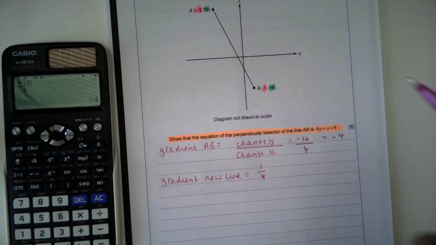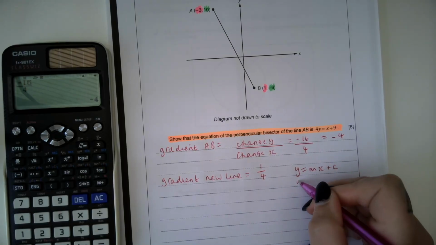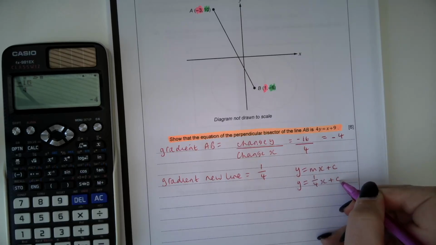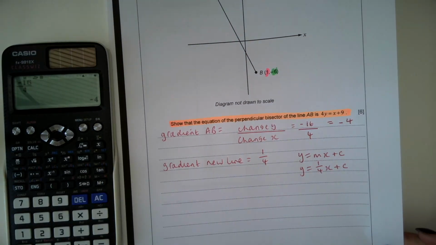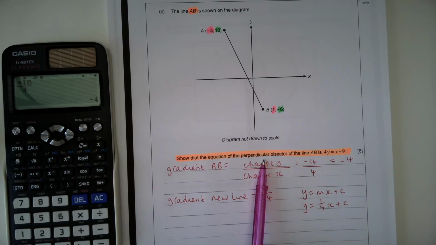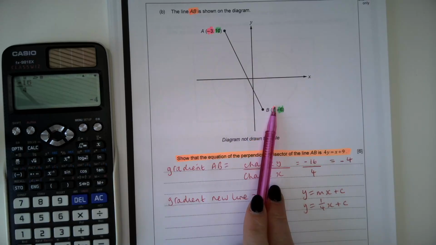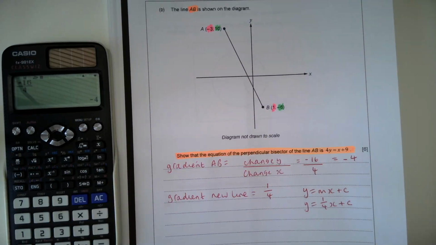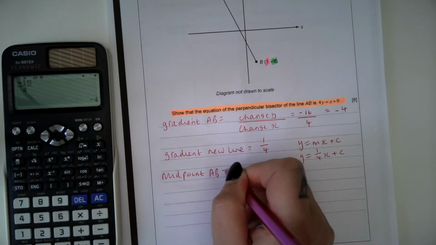Now what we would do is, a straight line has the form y equals mx plus c, and we would substitute that gradient in. So we have y equals a quarter x plus c. And then we would use a coordinate that is common to both lines to substitute for y and x to get c. Now we haven't been given a coordinate that that perpendicular line cuts through, but because it's a perpendicular bisector, it's going to bisect this line exactly in the middle. So if we find the midpoint, that's a coordinate that's common to both lines. So we're going to find the midpoint of AB to start off with.